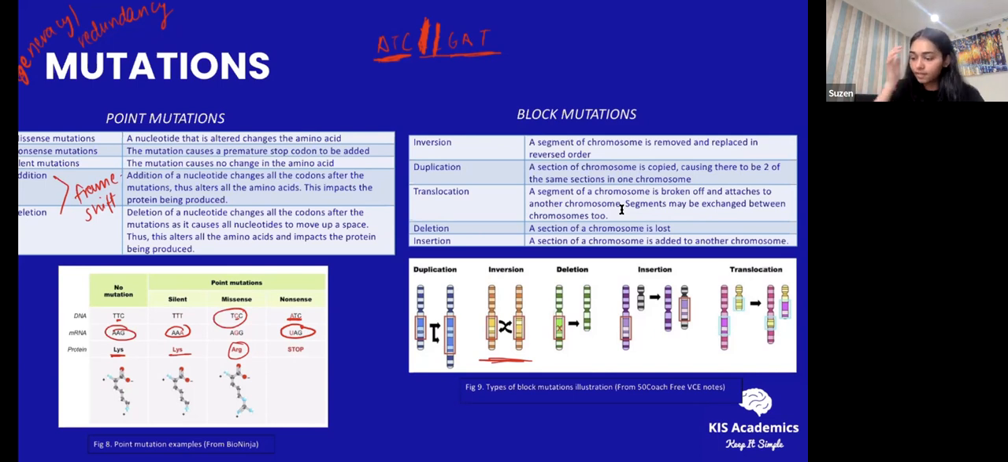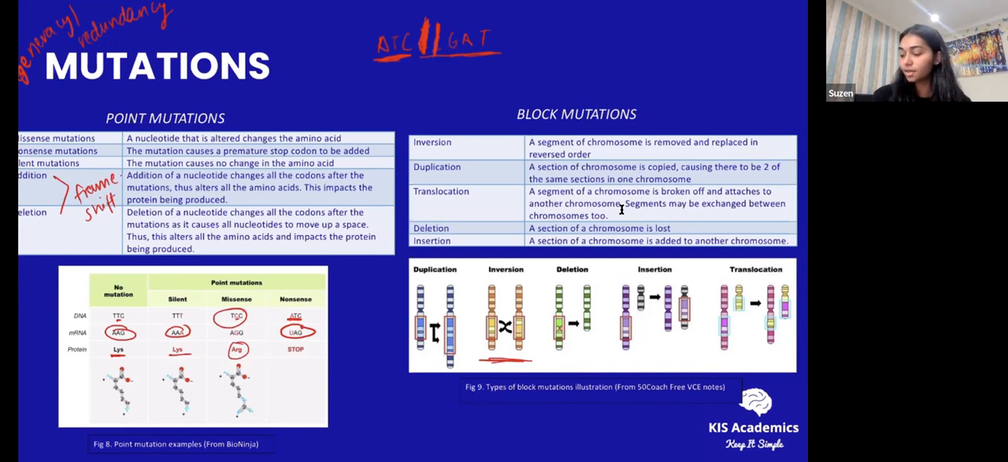Duplication is just like it sounds, it's duplicated. So you have double of that same thing. A section of chromosome is copied, causing there to be 2 of the same sections. So in this case, if something is particularly overexpressed, like a particular protein is overexpressed, this can actually lead to cancer or other health conditions.